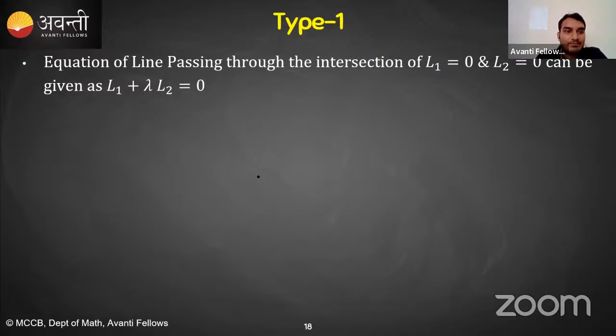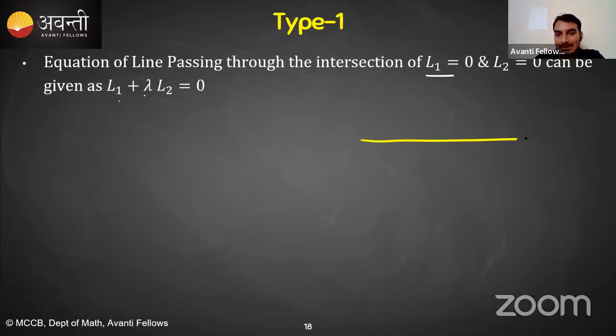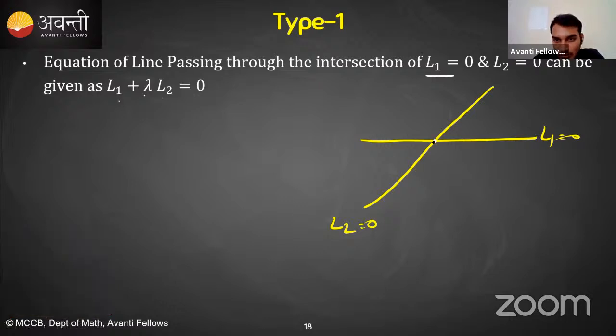So what we are interested in is type 1. What is type 1? The equation of a line passing through the point of intersection of L1 equal to 0 and L2 equal to 0 can be given as L1 plus lambda L2 is equal to 0. It means any two lines, let's say this is L1 and this is L2, L1 equal to 0, L2 equal to 0. These two are the lines. They are intersecting at this point P.